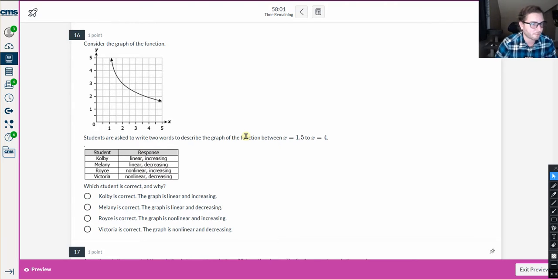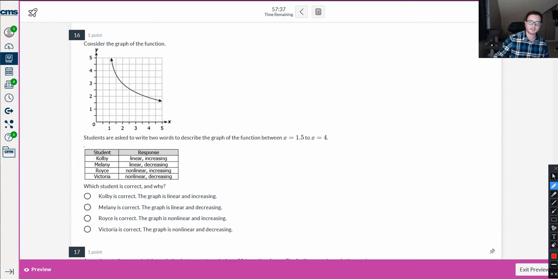For number 16, this one shows a couple things. It shows a graph. So this graph is not linear. It's not a straight line. That's the definition of a linear function, that it is a perfectly straight line. So we already know nonlinear. Students are asked to write 2 words to describe the graph between x equals -1 and x equals 4.